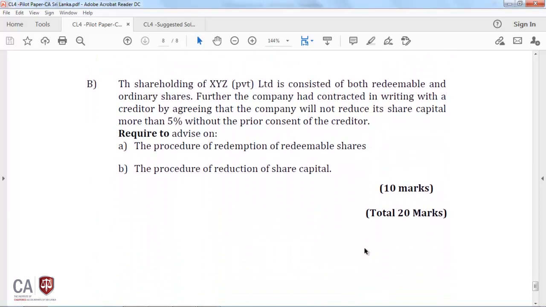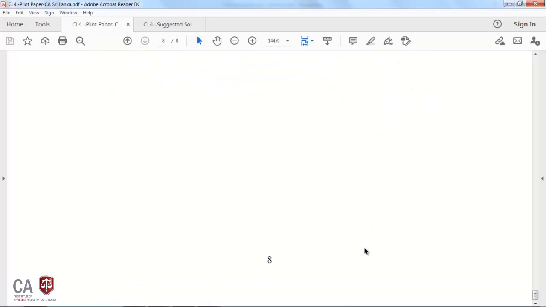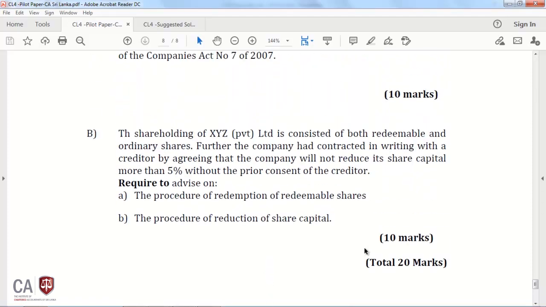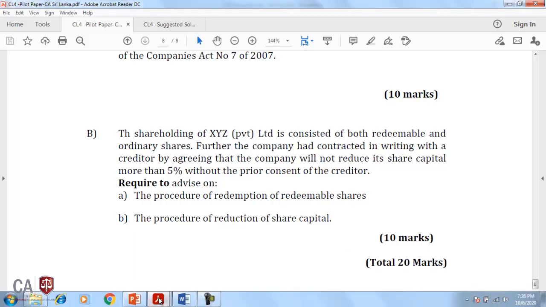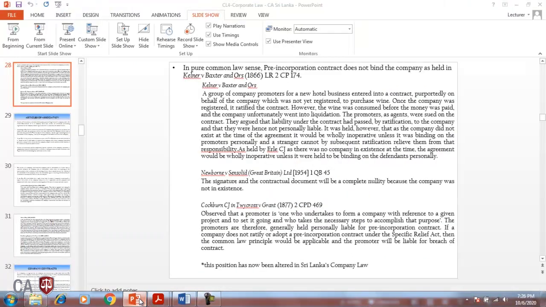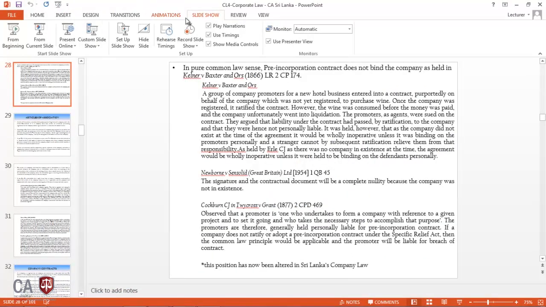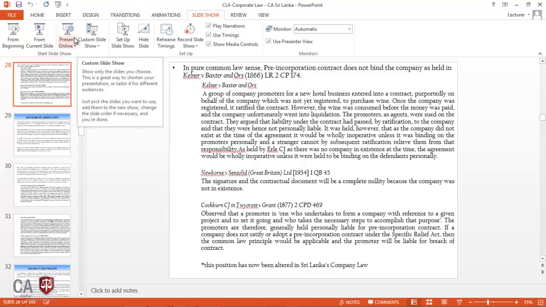Then of course the last question. The shareholding of XYZ Private Limited consists of both redeemable and ordinary shares. Further, the company had contracted in writing with a creditor, agreeing that the company will not reduce its share capital by more than 5% without the prior consent of the creditor. You are required to advise on the procedure of redemption of redeemable shares and the procedure of reduction of share capital. Now that question also I did in the lectures, and I will show you where I have done that.